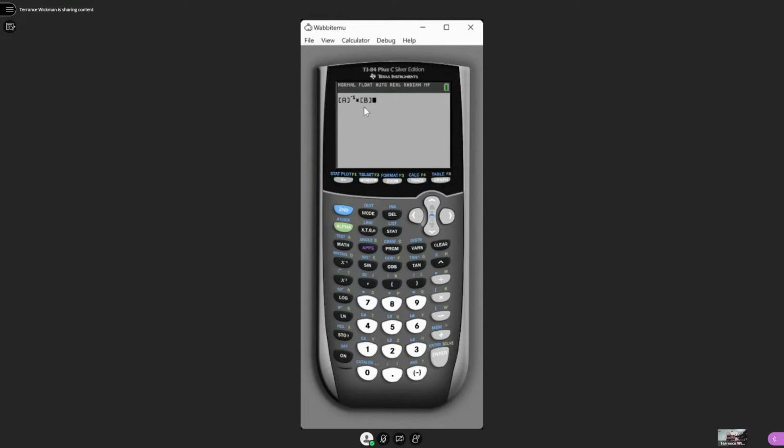Then we'll hit enter. Now on the test, if I ask you to give me all the answers in fractions, you simply hit math right here and hit enter twice. Now all of the solutions are changed from decimal to fractions.